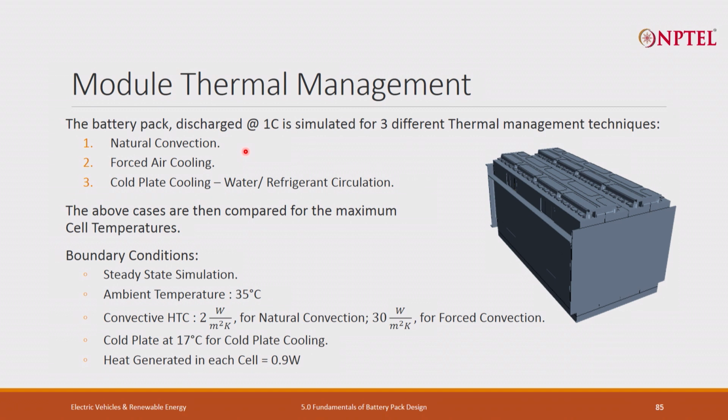The boundary conditions, again we have done a steady state because it is quite quick, it is much faster than the transient simulation. Ambient 35 degree centigrade. For convective heat transfer, 2 watt per meter square per Kelvin for natural convection, 30 watt per meter square per Kelvin for forced convection. Cold plate is at 17 degree centigrade in the case of the third, cold plate cooling. Heat generation in each cell is 0.9 watt.